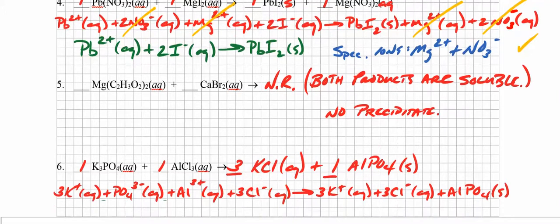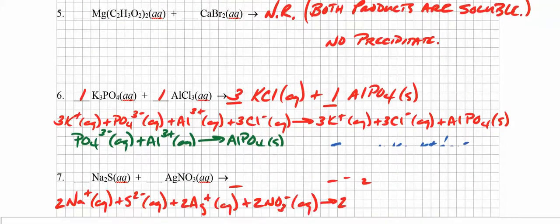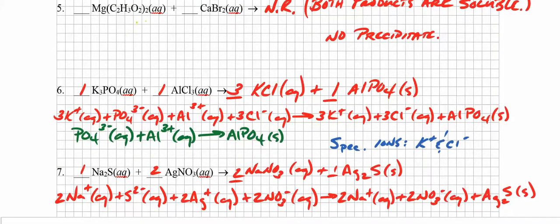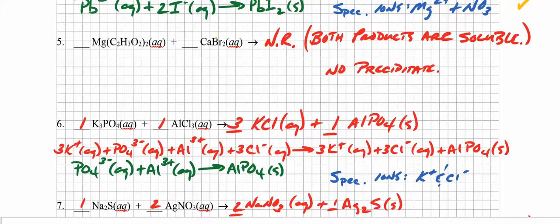Number 5 is interesting because when we look at MgC2H3O2 in combination with CaBr2, when we cross the Mg with the Br and the Ca with the acetate, what we find is that neither one of the products is a solid. So if neither one of the products is a solid, that means we're not going to get a precipitate, and there's no reaction. We put NR, and we're done with it.